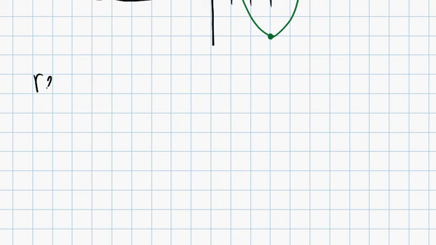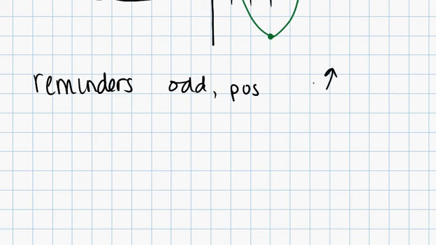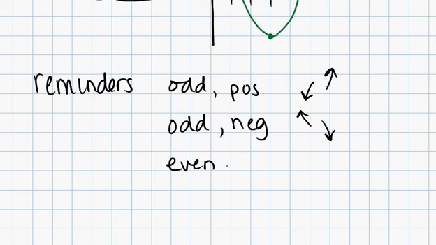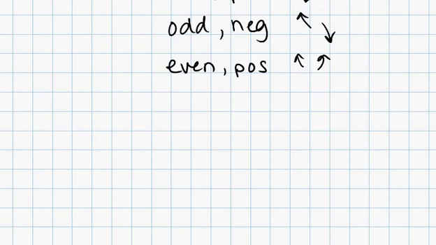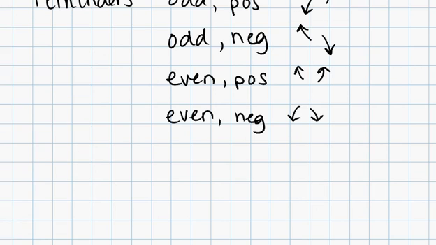So reminders. Odd positives have the right arrow going up and the left arrow going down. Odd negatives have the right arrow going down and the left arrow going up. Even positives have both arrows going up, and even negatives have both arrows going down.